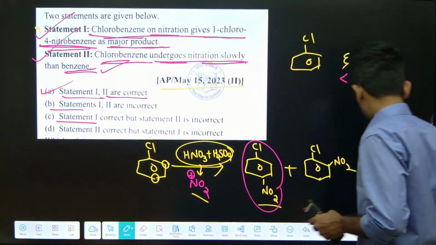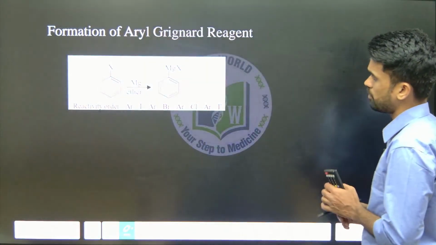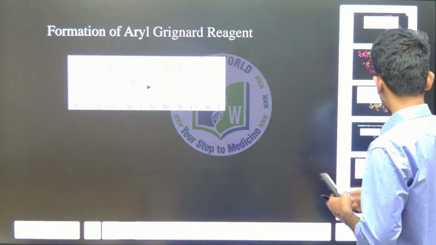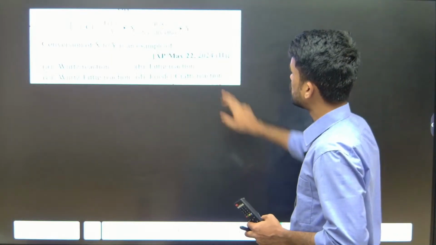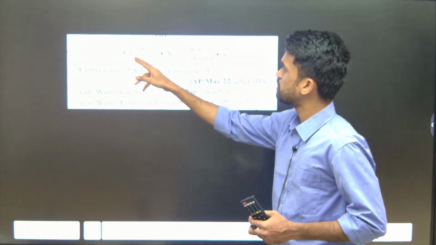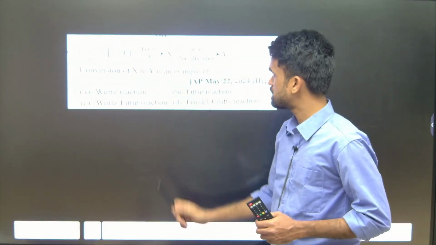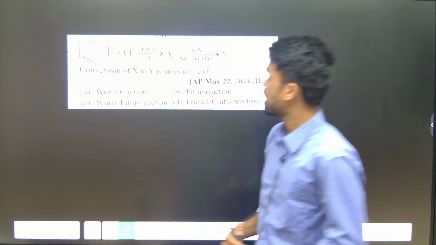In the same way, we have a few more questions to be discussed. I will discuss them one by one, no worries about that. So look at this question. What are they saying here? Benzene is treated with Cl2 in the presence of FeCl3 under heating conditions. Now what happens? Tell me.